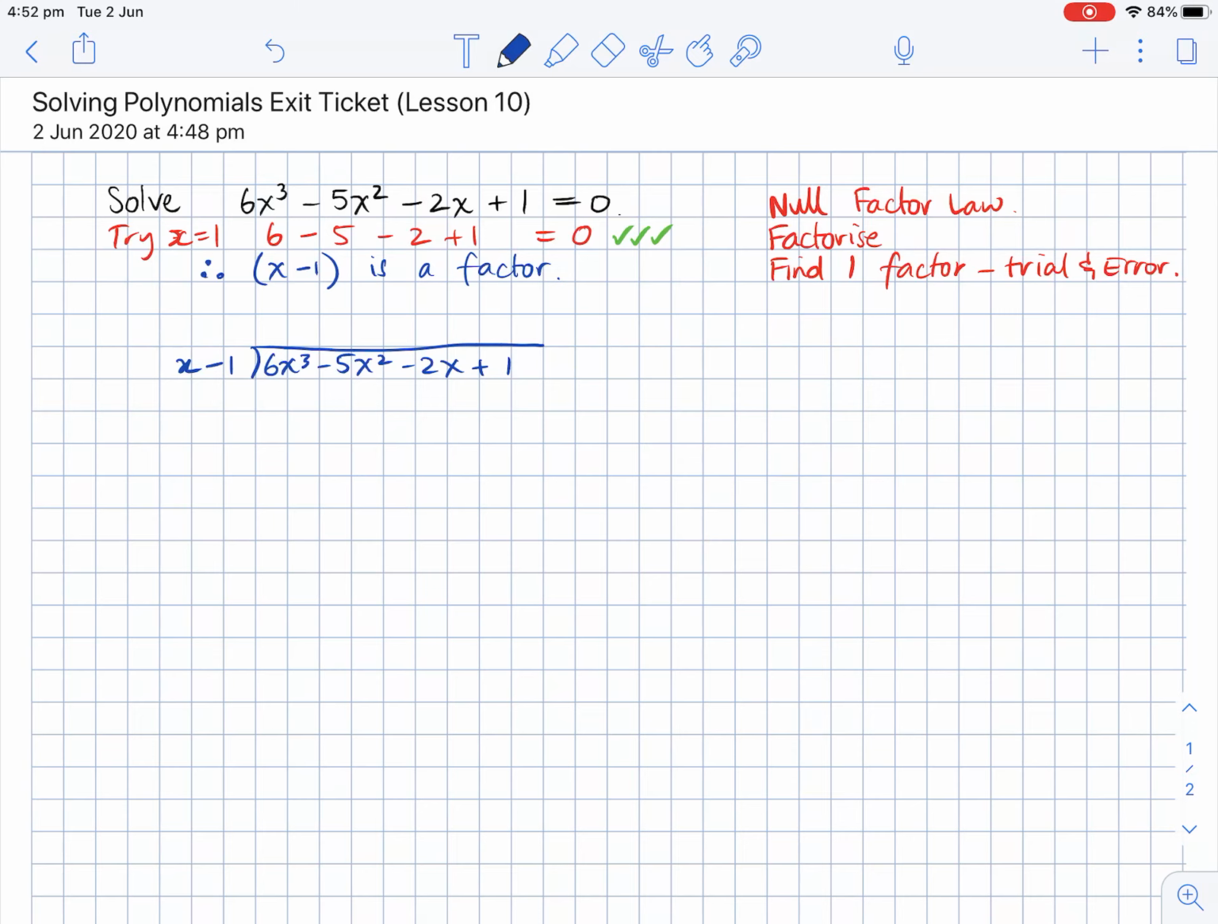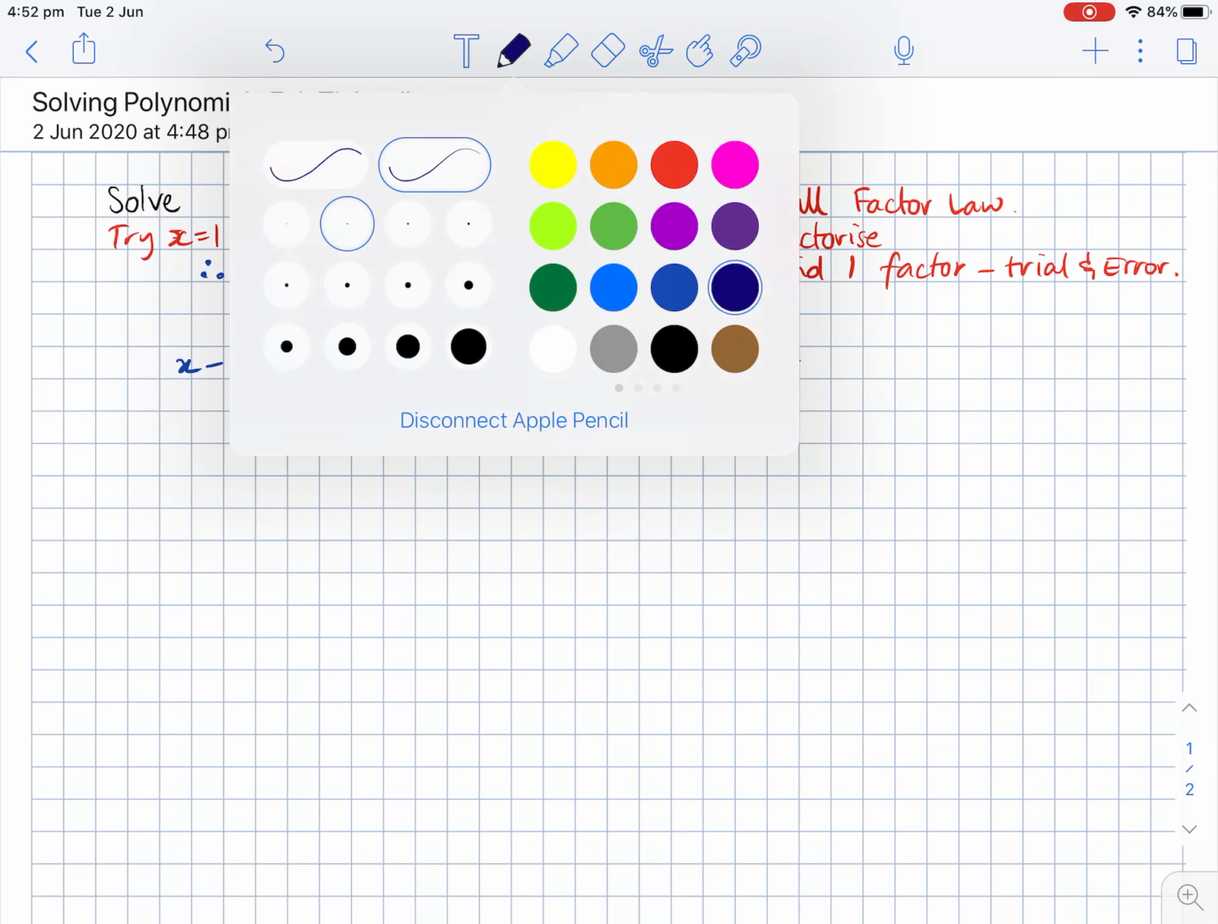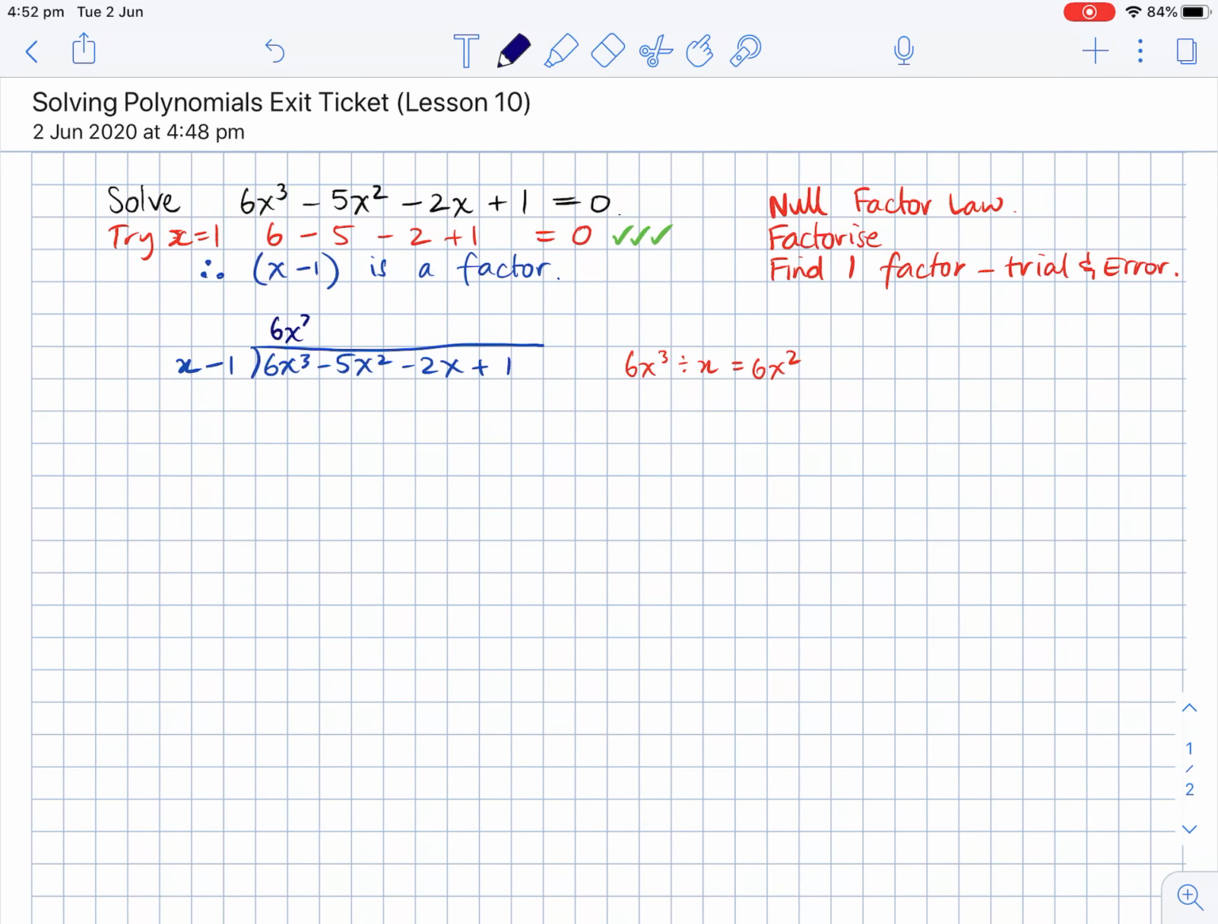Okay, so the first thing I do here is I say, what is 6x cubed divided by x? And that gives me an answer of 6x squared. So I put in the 6x squared up the top, and then I need to multiply that by the part that's in front, which gives 6x cubed minus 6x squared, and then I have to subtract these. 5x squared minus 6x squared is positive x squared, and I can bring down the negative 2x.